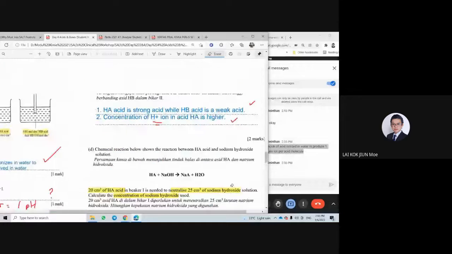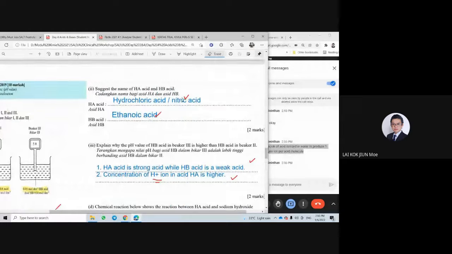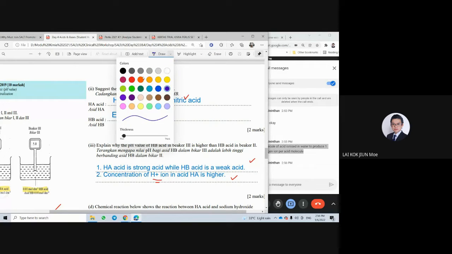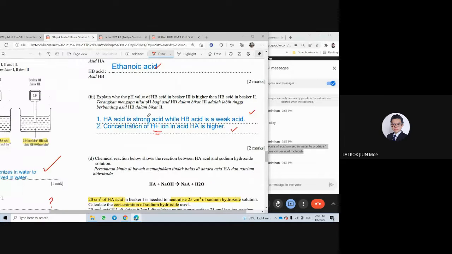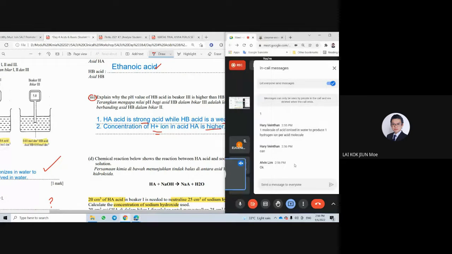And we continue. So good. Ethanoic acid, nitric acid. Both are strong acids, we can accept, right? Agree. If you don't agree, tell Mr. Lai, Yancy, Alvin, Eugenia. So explain why the pH is higher. Because they are weak acids, they are strong acids, because the concentration is higher. I think perfect mark, right?